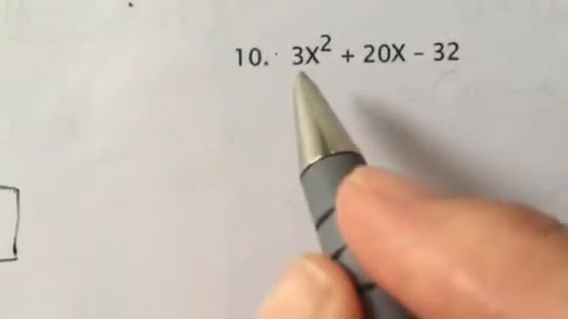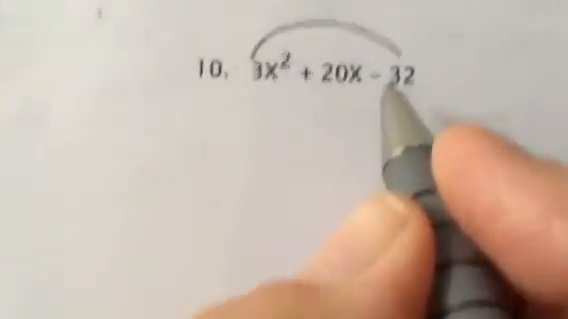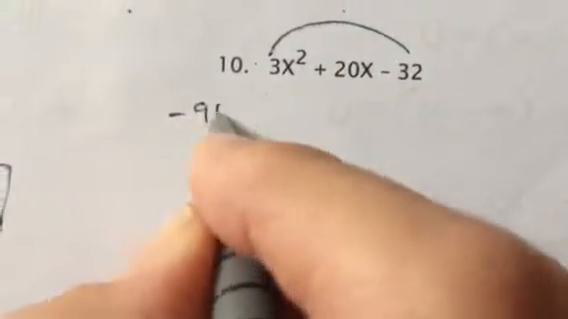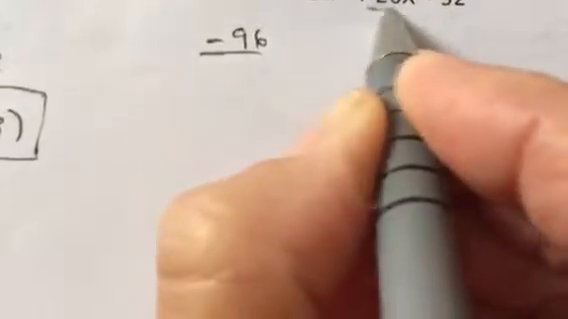This one's tricky. This is part of your homework. But you're going to take 3 times negative 32. Use your calculator if you must, but that's negative 96. You're looking for factors of negative 96 that add up to this middle term. I want them to add up to 20.